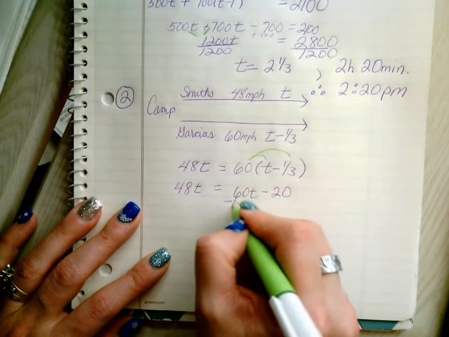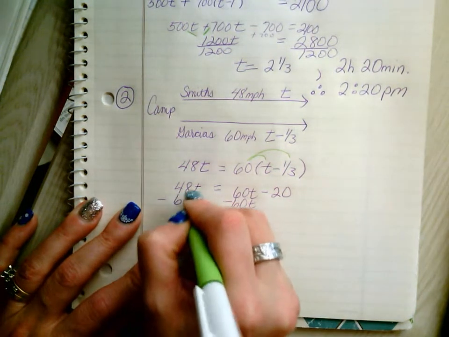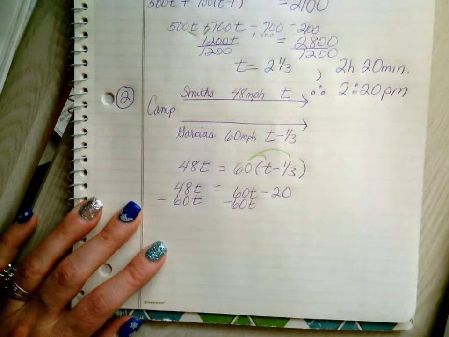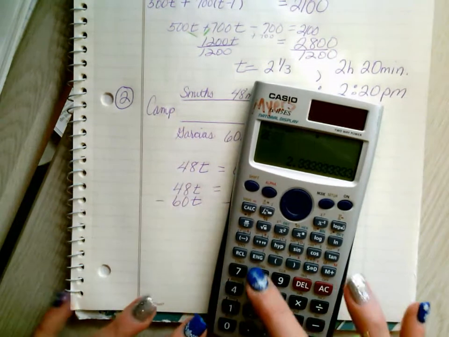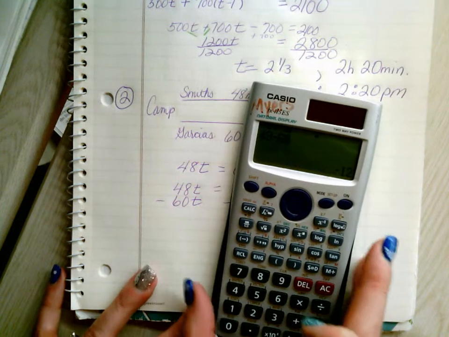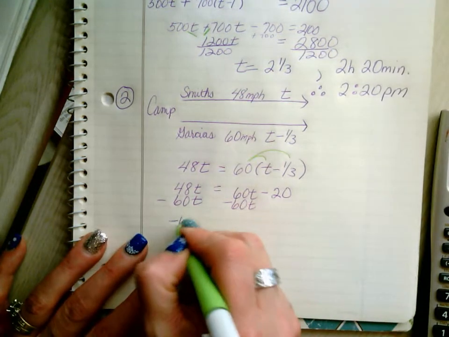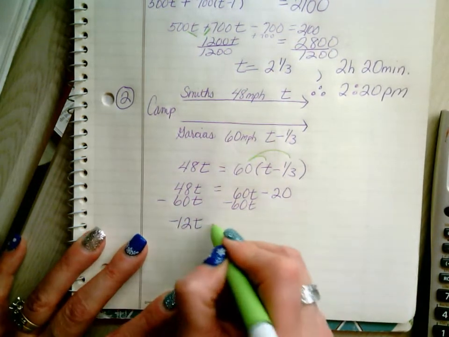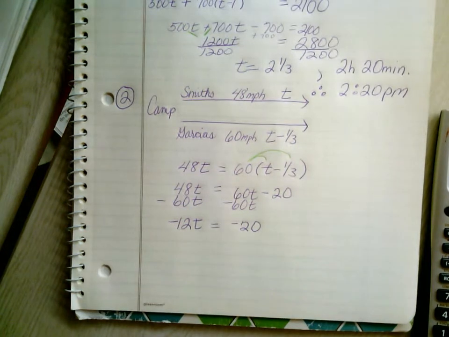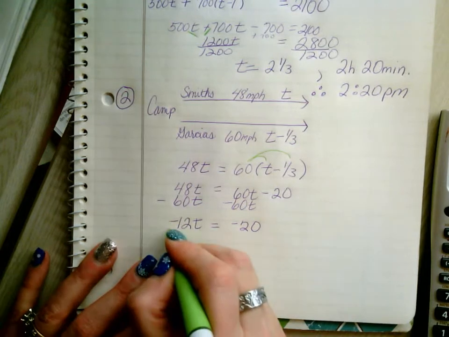So we're going to subtract 60T. And what did I get? Negative 28? No. Negative 18? No. Let's do this on here because I'm going too fast and I can't think straight. How about negative 12? Says the math teacher. Okay. Negative 12T equals negative 20.